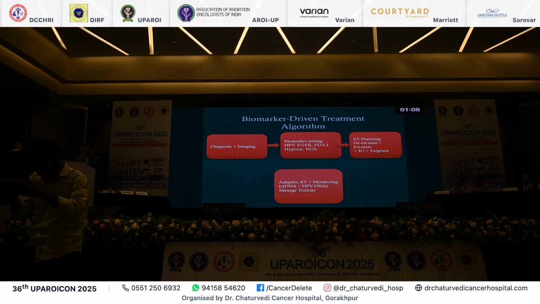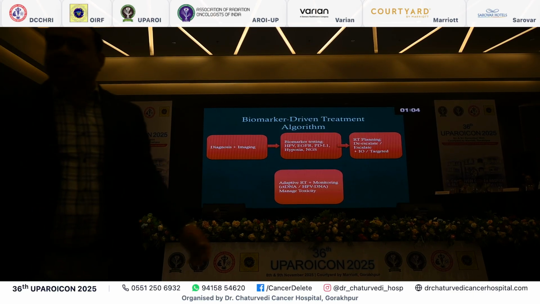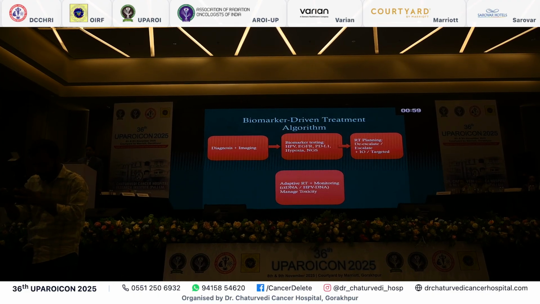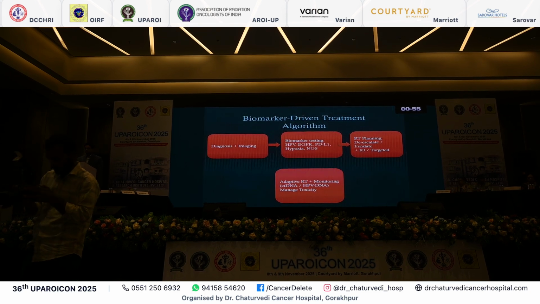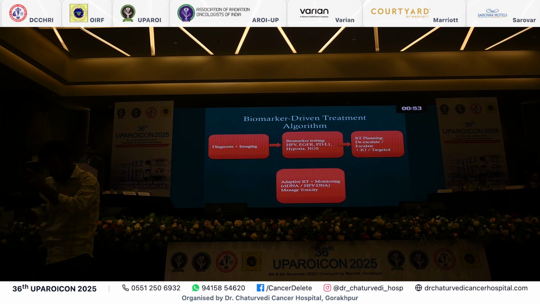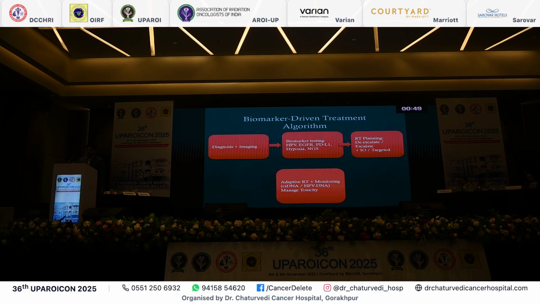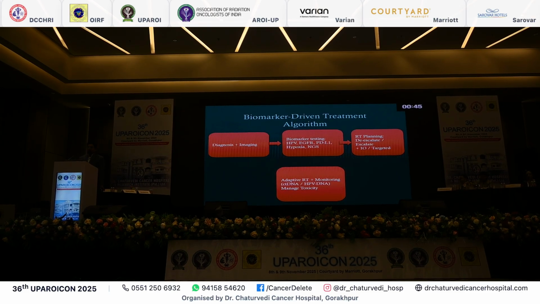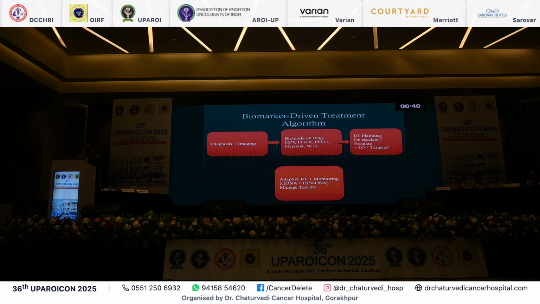Then that is to make the diagnosis plus imaging, biomarker testing, and then RT planning. And according to the biomarkers, we can de-escalate or escalate the radiotherapy, and we can incorporate immunotherapy and targeted therapy. And adaptive radiotherapy plus monitoring of our response with the markers.